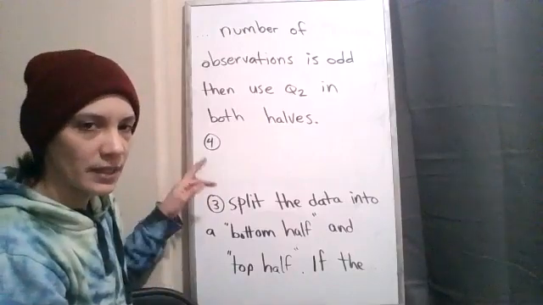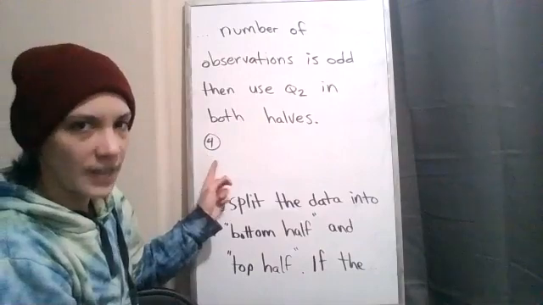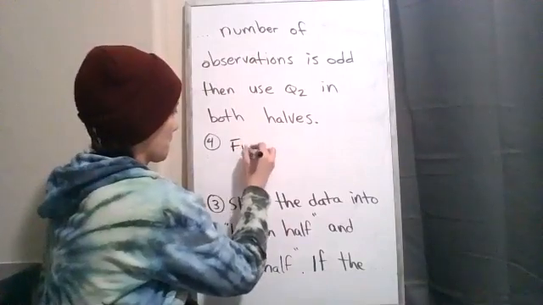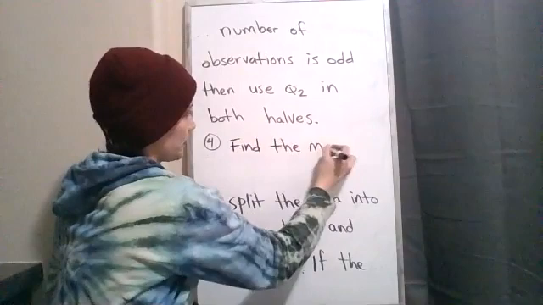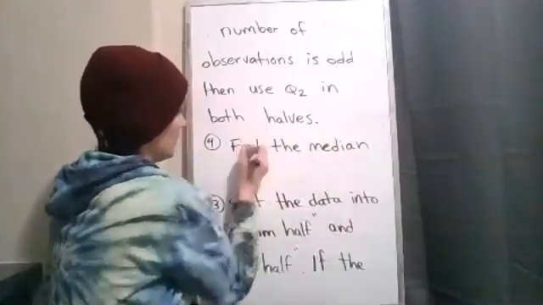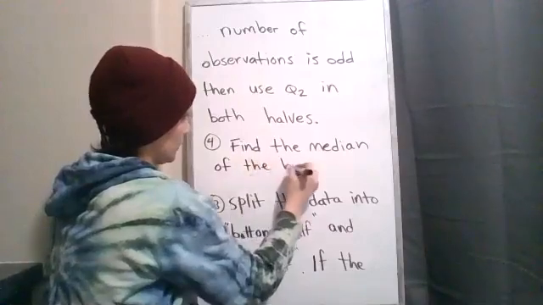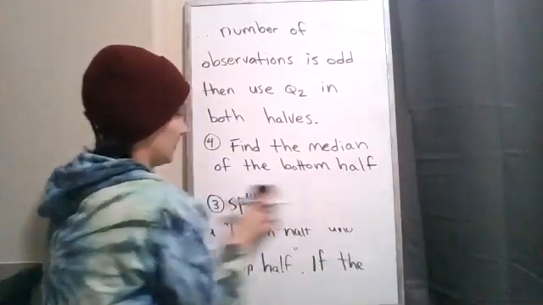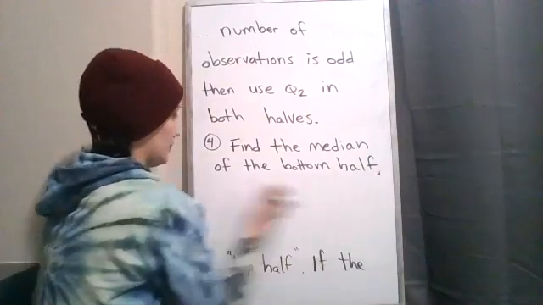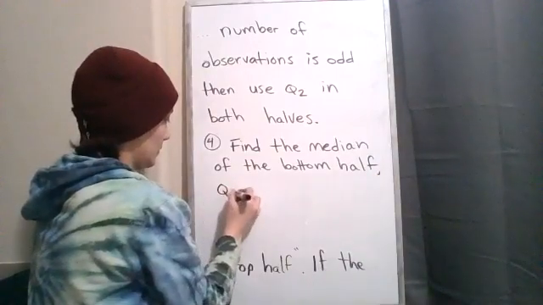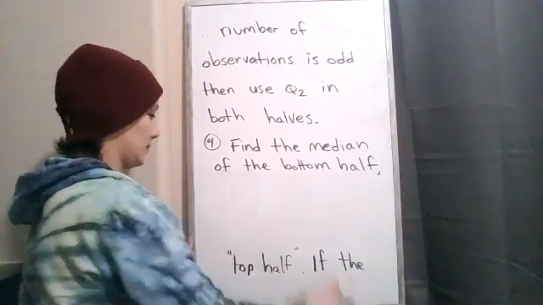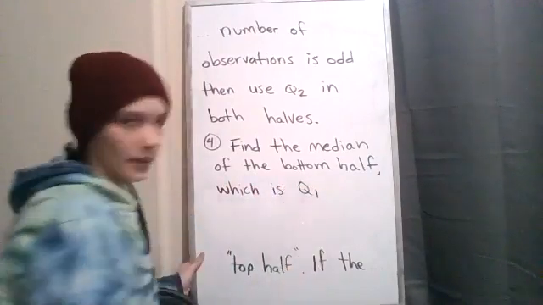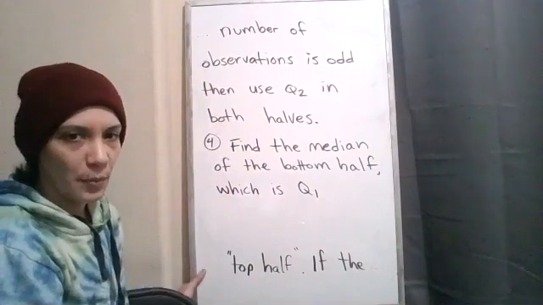Four and five, you can do them in either order. So go find the median of the bottom half, which is Q1. Then the median of the top half, we call Q3.